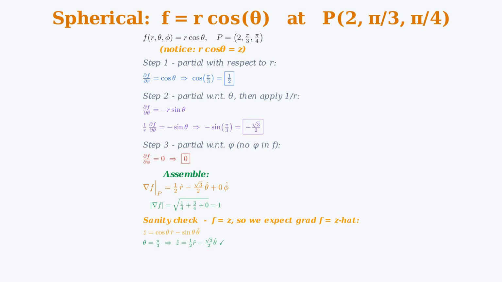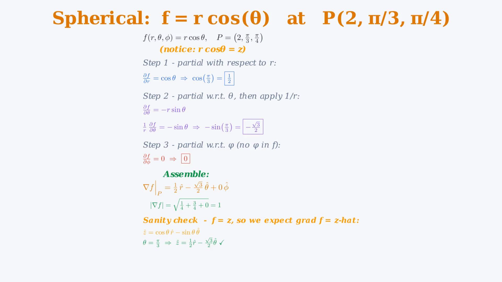Step 3. Partial with respect to phi. The function has no phi in it. The phi component is 0. Putting it all together, nabla f at p equals 1/2 r hat minus root 3 over 2 theta hat plus 0 phi hat. The magnitude is the square root of 1/4 plus 3/4 plus 0, which equals 1.